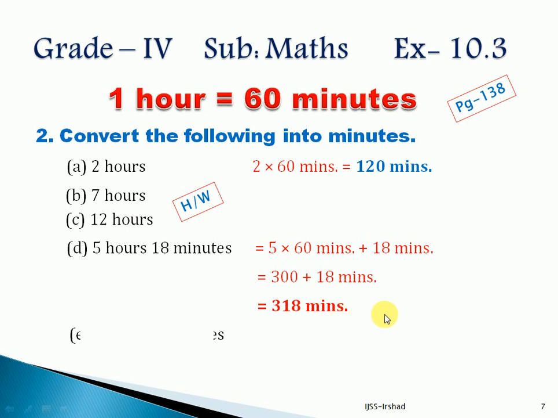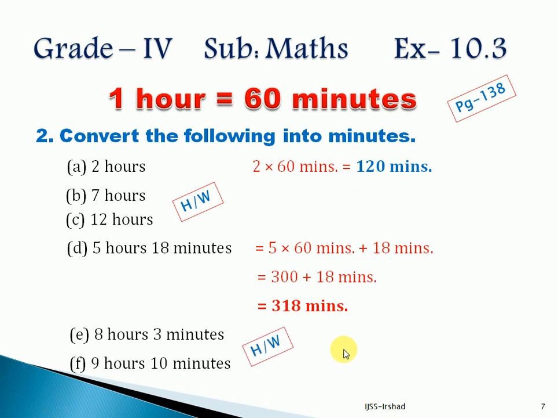Now see the next question. Next question is same like D, 8 hours and 3 minutes. So 8 can be multiplied by 60 and this 3 can be added there. F is also same, 9 hours 10 minutes. So you can just multiply this 9 by 60 and add this 10 minutes there. You will get the answer. So this is also your homework. So here in this exercise 10.3 on page 138, question number 2, B, C, E and F you have to do as homework.